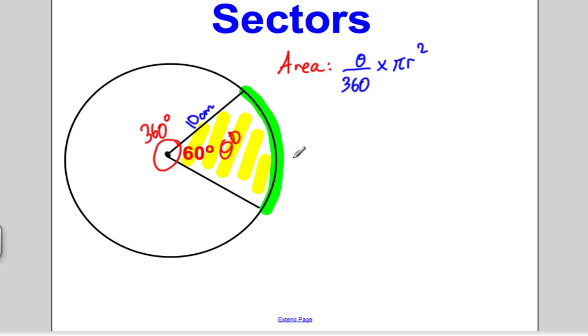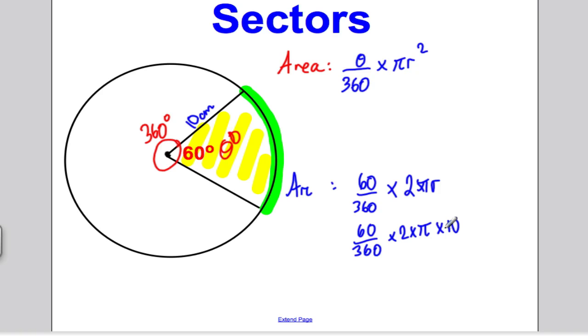Okay, what about an arc length? This green thing here is the arc length. How would we work out that curve distance? Well, it's very similar. How much of the circle do you have? In this case, you've got 60 out of 360, and you've got that fraction of the circumference. And the circumference is 2 pi r. So you would do 60 over 360 times 2 times pi times 10, and you would work that out on your calculator.